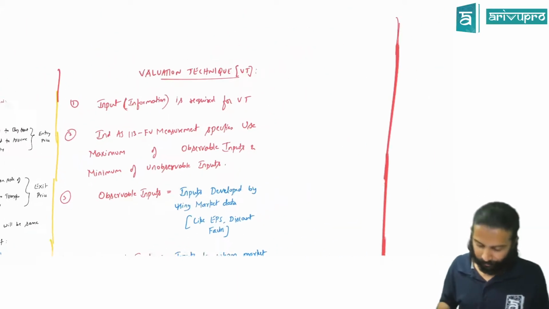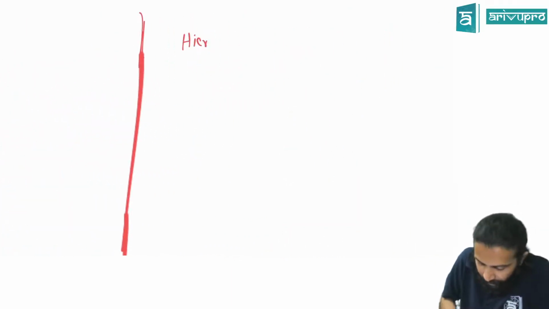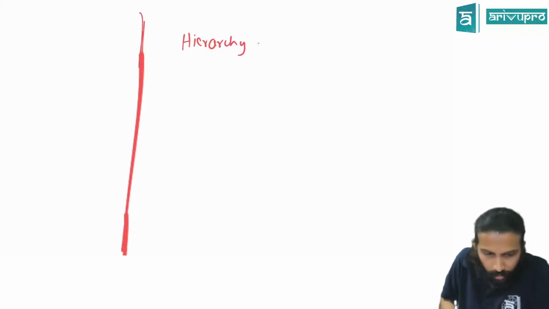We are doing everything. Alright, the next and last theoretical concept is the hierarchy of, or you can write, fair value hierarchy. Better that way, right? Fair value hierarchy.